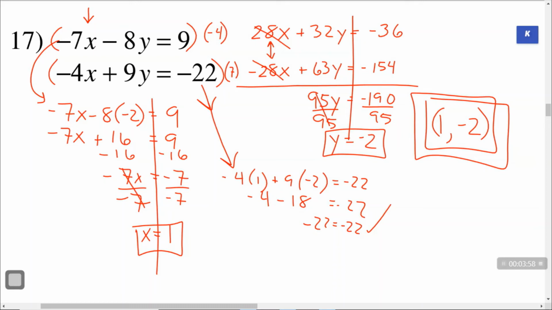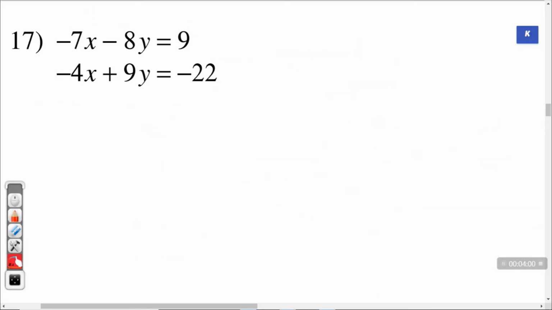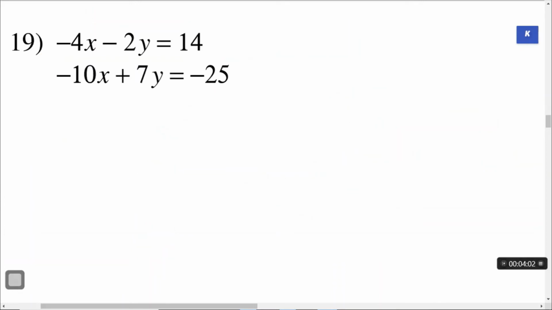All right, let's take a look at another one. Again, this one's going to require you to multiply both equations by two different numbers. Just to give you a heads up, I would probably go for y in this case. The reason I would go for y is because 2 and 7 are smaller than 4 and 10, and they're already positive and negative, so they're already opposite. So that does make it a little bit easier. But you could do either.